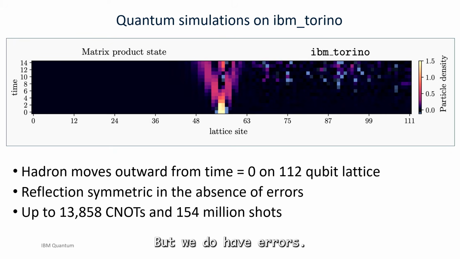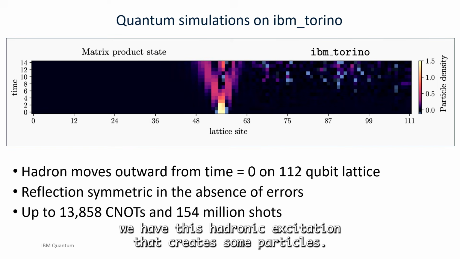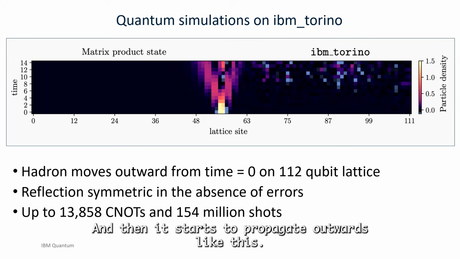But we do have errors. So on the MPS side, you can see that initially we have this hadronic excitation that creates some particles, and then it starts to propagate outwards like this.